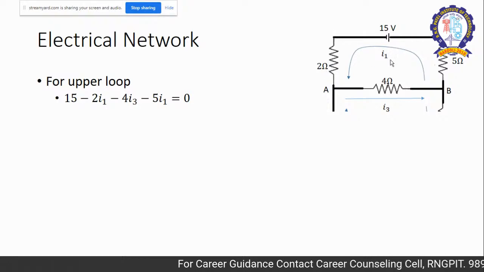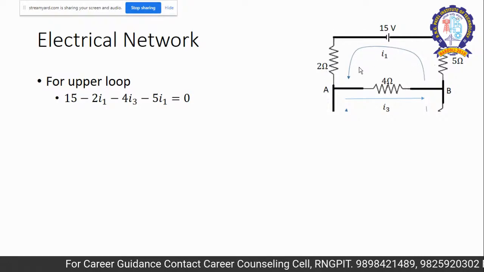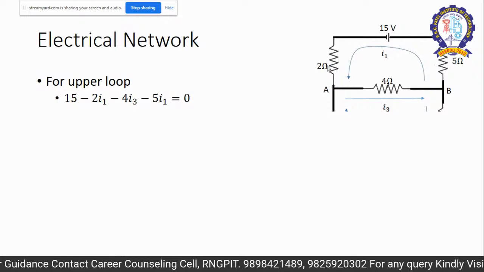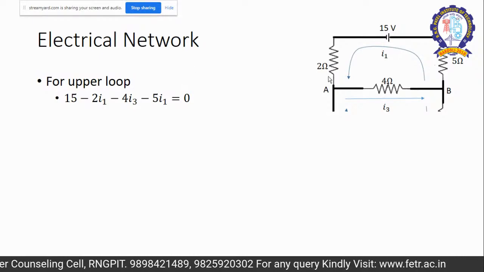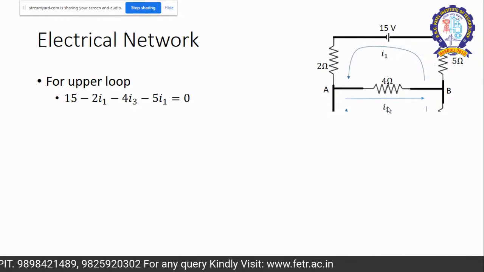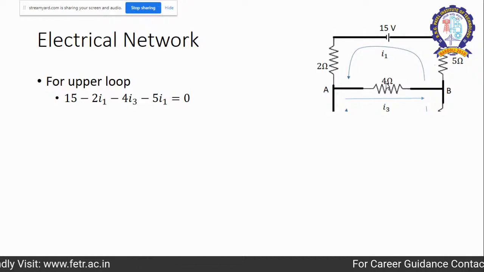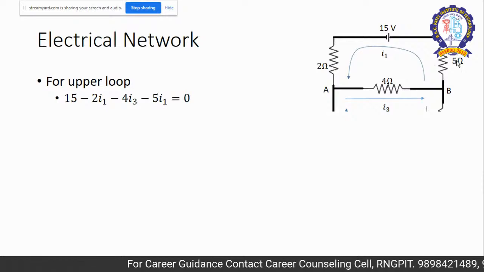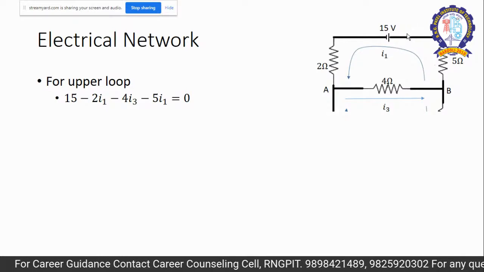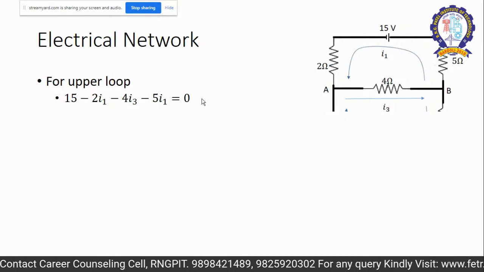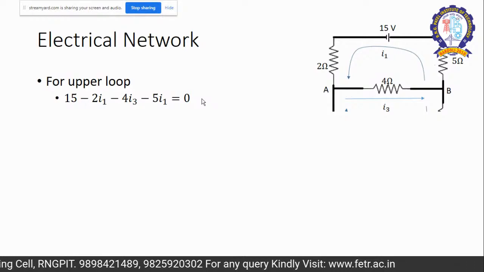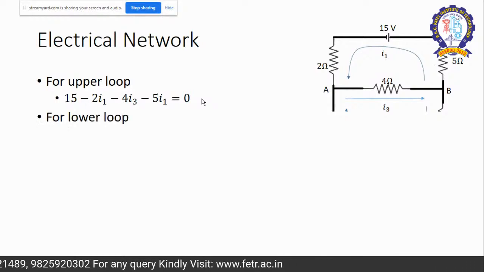So minus 2 I1, because current I1 passes through this particular circuit. Then minus 4 I3, because here the current I3 is there. Then minus 5 I1, and that closes the loop. So this is equal to 0. Here we are using Kirchhoff's second law.